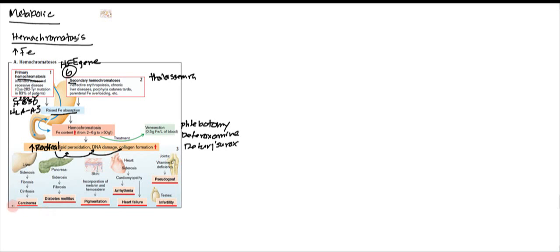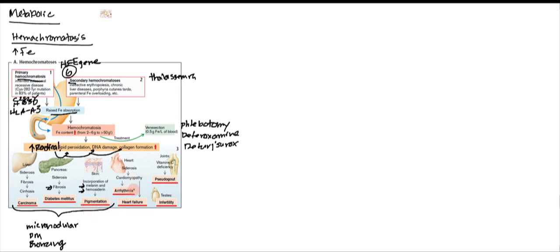Now, for the clinical manifestations, we have something called a triad, and the triad includes these three. First is micronodular cirrhosis. You also get diabetes mellitus because eventually you're going to get fibrosis of the pancreas, and it's going to lead to diabetes mellitus. And you get something called bronzing of your skin. This is because the iron can incorporate into the melanin, and it can attract the hemosiderin, and it leads to pigmentation.